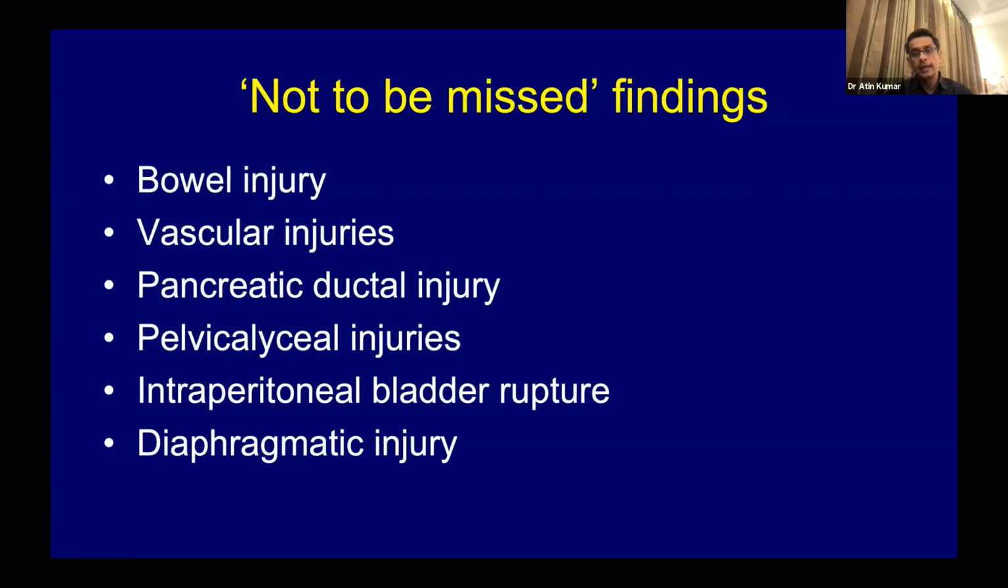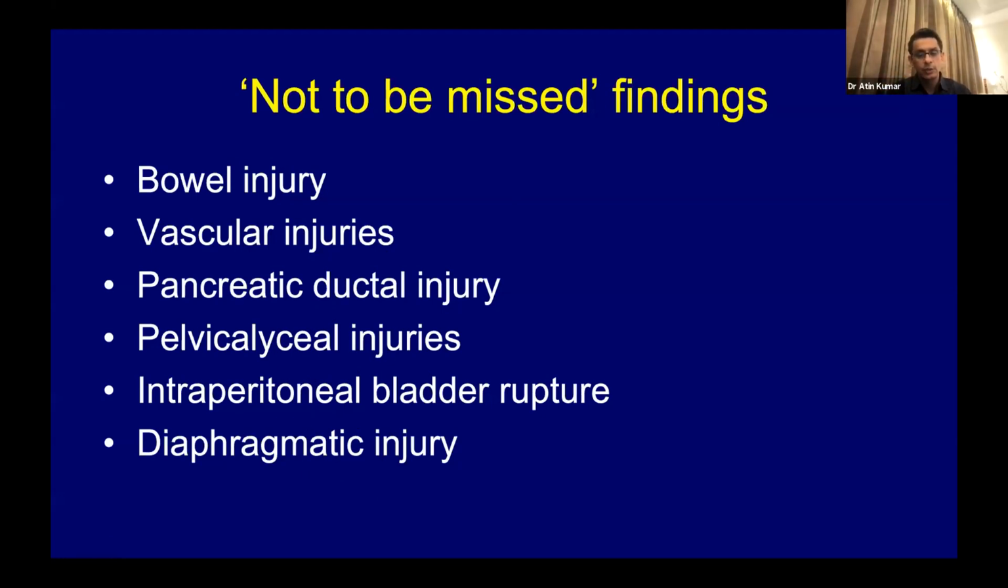So just to summarize in the end, most of these patients are managed conservatively by a non-operative mechanism, but there are certain indications for operative repair. So you as a radiologist have the responsibility to pick up these not-to-be-missed findings, which change the management from a conservative to a management which requires intervention. Bowel injury, vascular injuries, pancreatic ductal injury, renal pelvic calyceal system injuries, intraperitoneal bladder rupture, and lastly, diaphragmatic injury. These need to be picked up. I've not included it in today's talk. I will include it in my tomorrow's talk on chest trauma because the diaphragm lies in between the two.